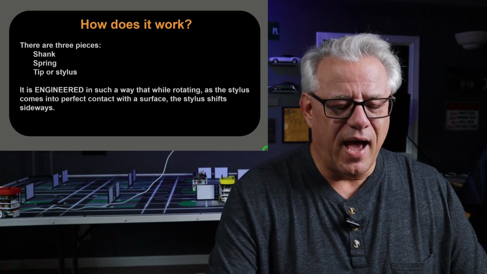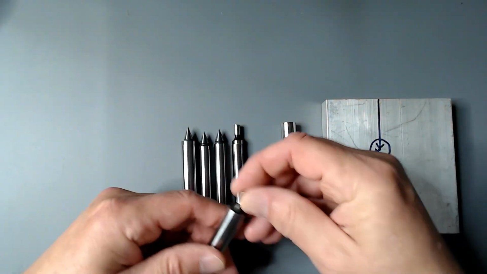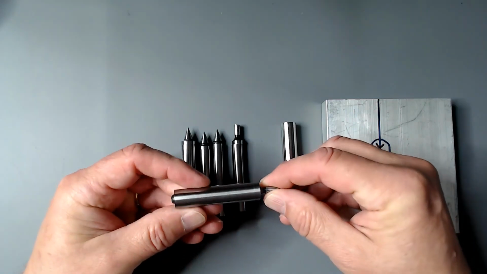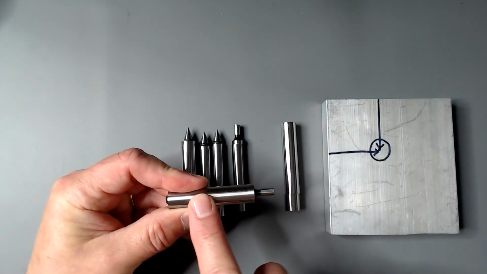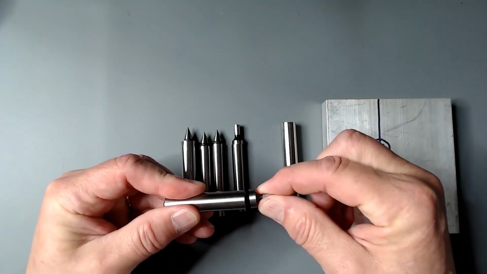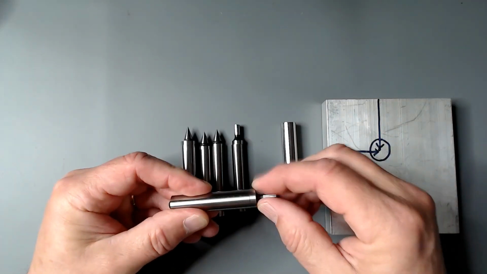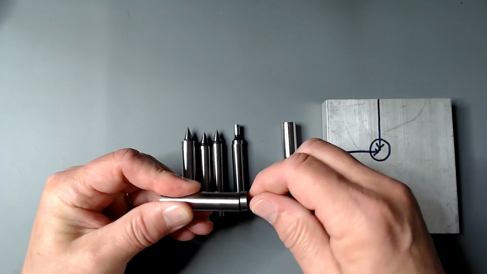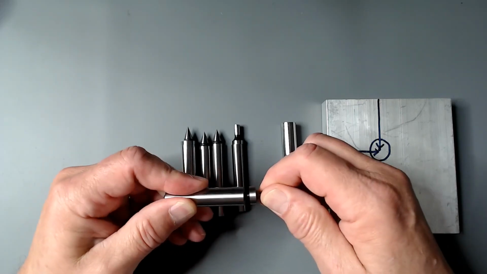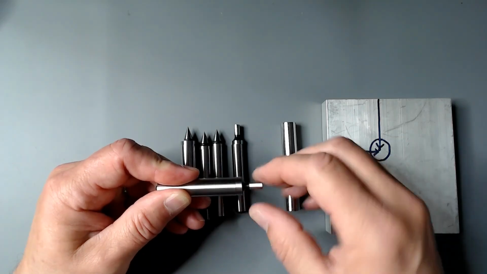Now, you might be asking, how does this thing work? It's rather simple, to be honest with you. We'll think of it as there are three simple points: the shank, the tip, and inside there's a spring. Now, the secret to it is how well they grind the two surfaces where these two pieces come together and the tension of the spring.